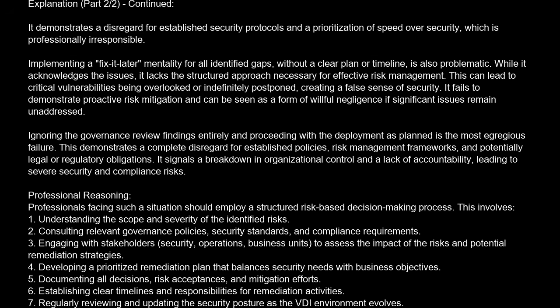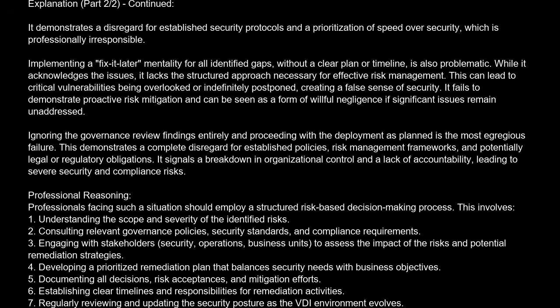Ignoring the governance review findings entirely and proceeding with the deployment as planned is the most egregious failure. This demonstrates a complete disregard for established policies, risk management frameworks, and potentially legal or regulatory obligations. It signals a breakdown in organizational control and a lack of accountability, leading to severe security and compliance risks.